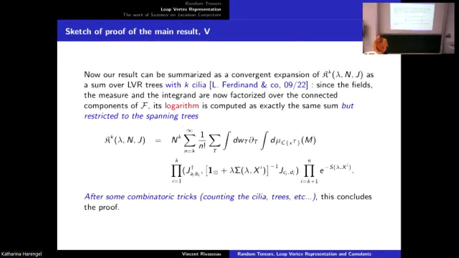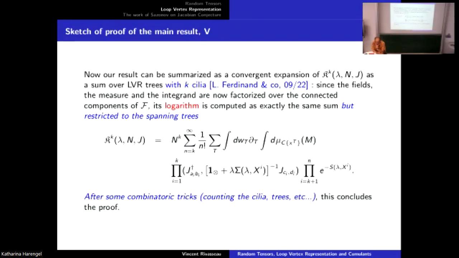Now, our results can be summarized as a convergent expansion of K as a sum of LVR trees with K cilia of formalism. Incidentally, it affects the formula of affiliated trees to Leonard Ferdinand, who is just the speaker after me.